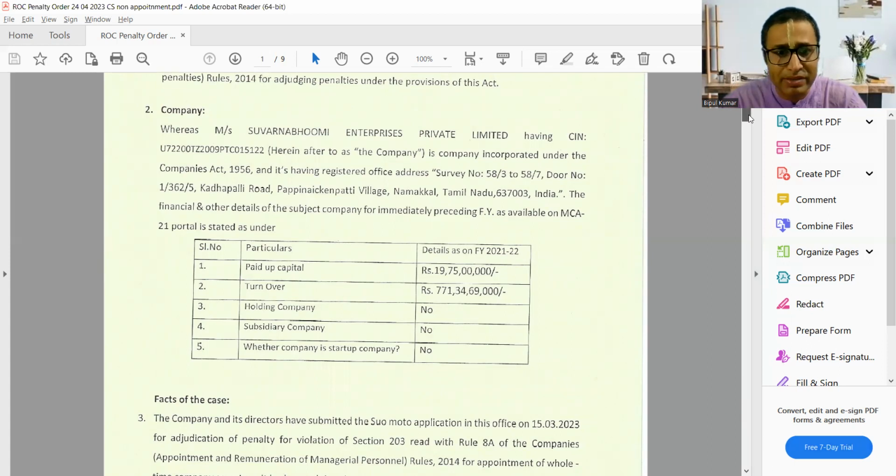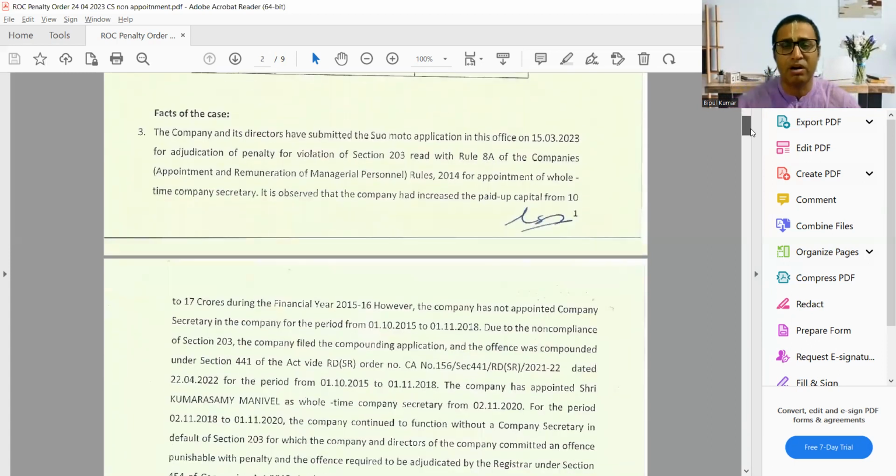Let's see the facts of the case. The company filed a suo motu application on 15th March 2023 for adjudication of the penalty for violation of section 203 read with Rule 8A. It is observed that the company had increased its paid up share capital from 10 crore to 17 crore during the financial year 2015-16. However, the company did not appoint a company secretary for the period from 1st October 2015 to 1st November 2018.